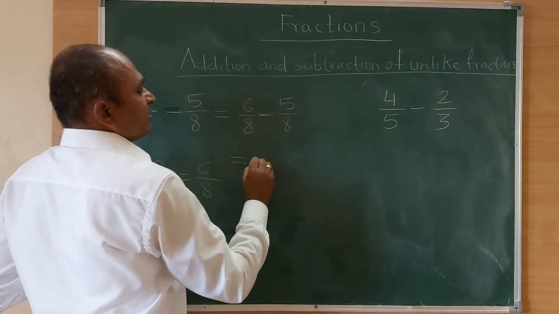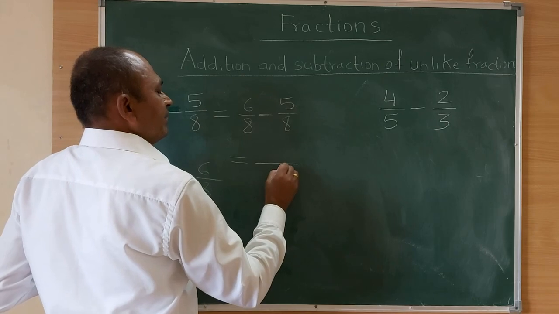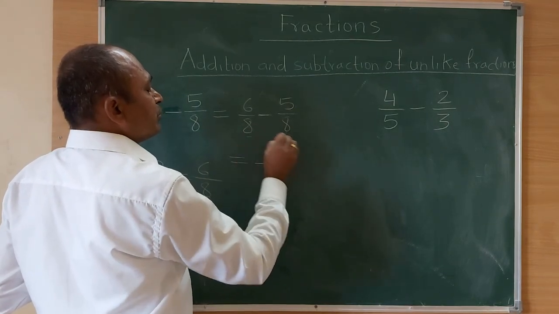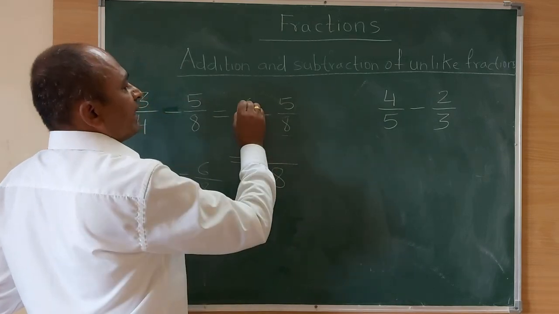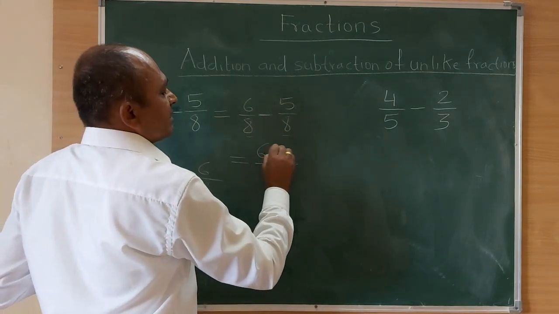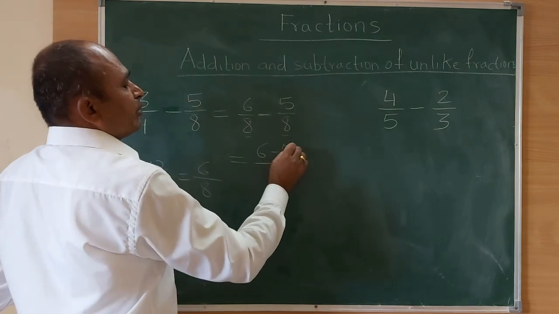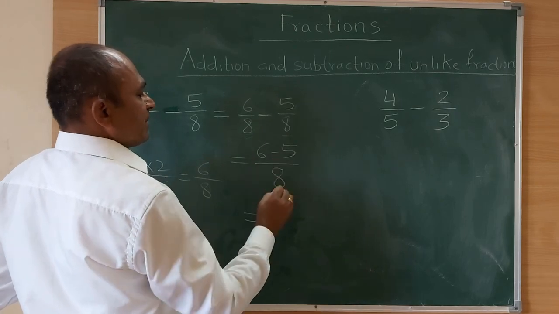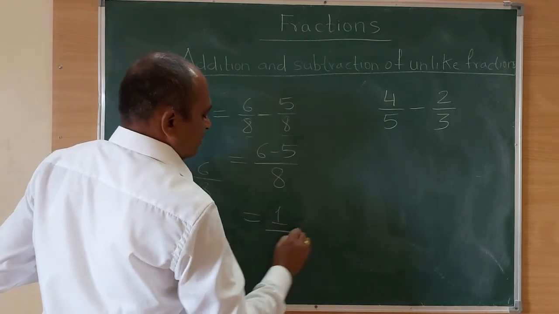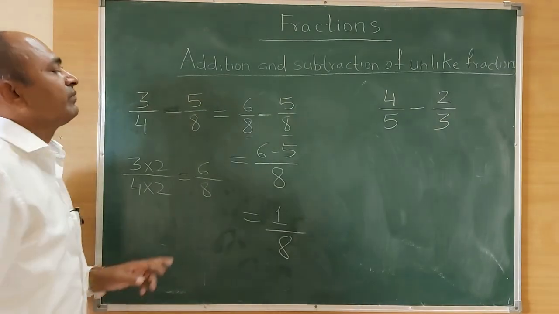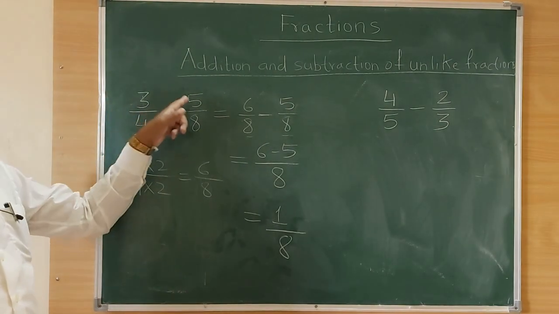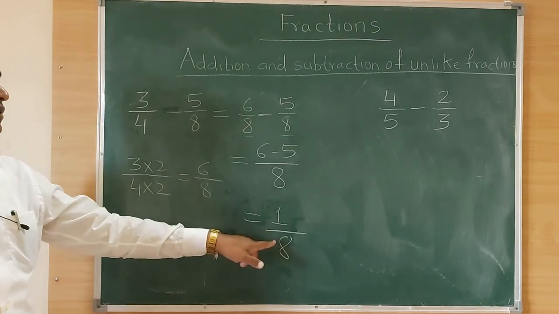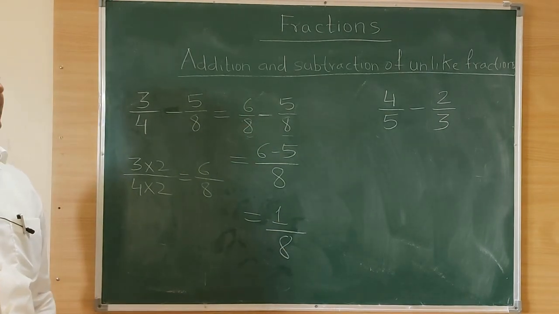So what does the rule of subtraction of like fractions tell? Write the denominator which is common to both the fractions as it is, and only subtract one numerator from the other, means find the difference of the numerators. So 6 minus 5 is 1 upon 8. So 3 upon 4 minus 5 upon 8 is equal to 1 upon 8.